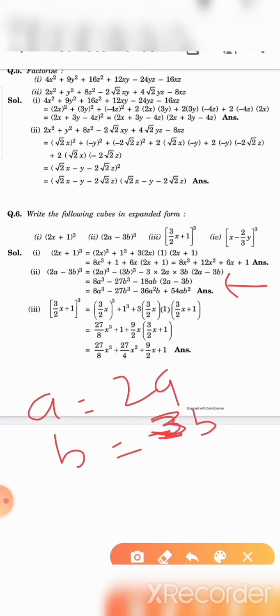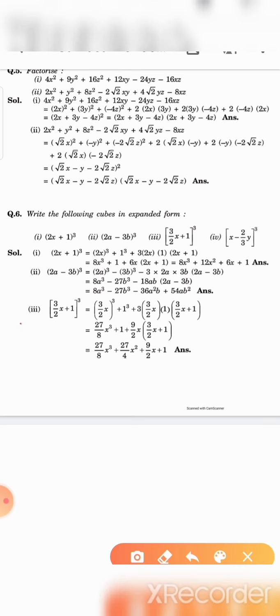Multiplying and splitting the term, we get 8a cube minus 27b cube minus 18ab in the bracket 2a minus 3b. Bracket multiplication, we get this step, and the answer is 8a cube minus 27b cube minus 36a square b plus 54ab square, the expansion of our whole cube.